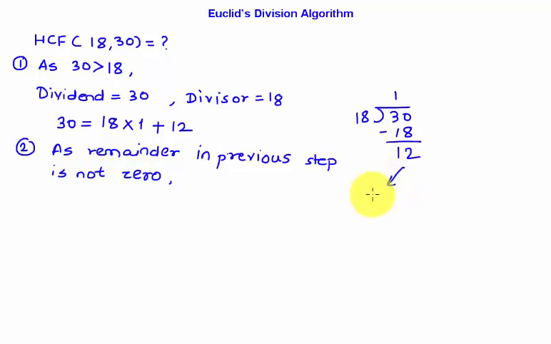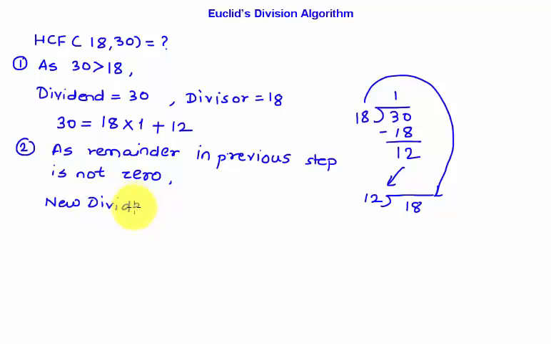the remainder of the previous step will become our new divisor, and the divisor of the previous step will become our new dividend. This is very important: the remainder of the previous step will be our new divisor and the divisor of the previous step will be our new dividend. So 18 will be the new dividend and the new divisor will be the remainder of the previous step, which is 12.